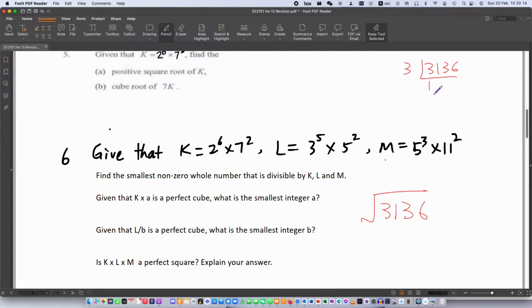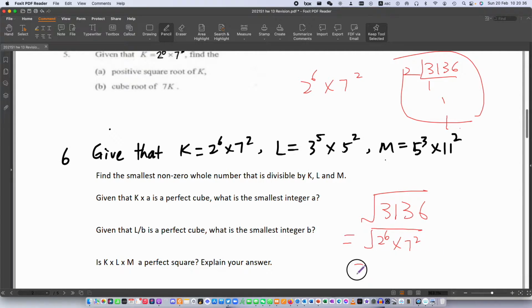You can use the calculator to help you out. You start with the 2 first. Once you keep doing that, you will end up with 2 to the power 6 times 7 to the power 2. Then you convert these. You need to show this step, by the way.